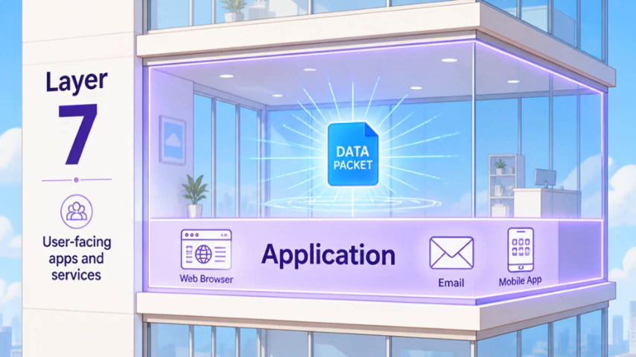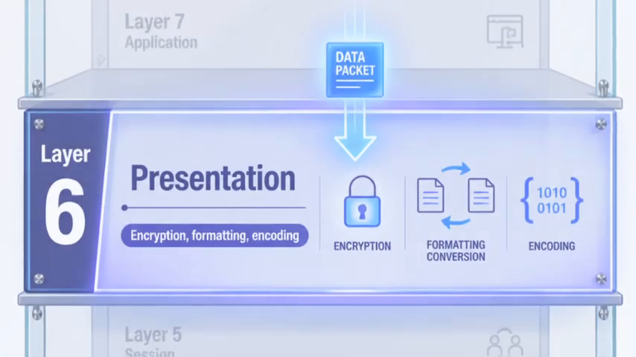This is where you interact with the network directly. Think web browsers, email clients, and apps. When you send a message or load a website, it begins right here. The data packet moves down to the presentation layer.